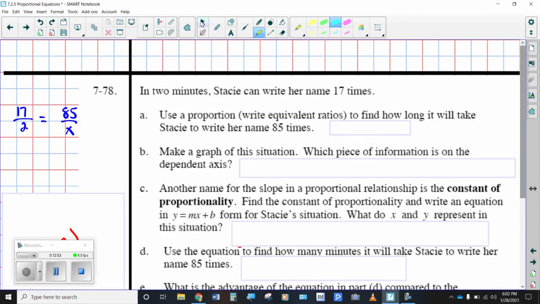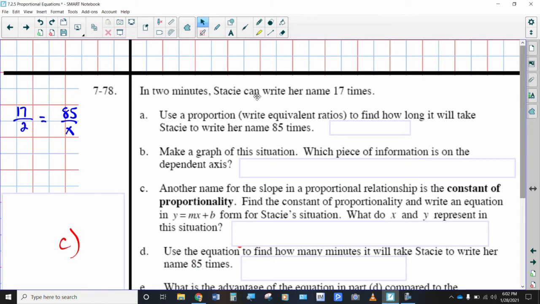All right, now let's look at a different situation. In 2 minutes, Stacy can write her name 17 times. Okay, so here's the ratio to express that: 17 times that she writes her name for every 2 minutes. Use a proportion to find out how long it will take her to write her name 85 times. Okay, go ahead and solve this right now and unpause when you are ready to get to that answer.